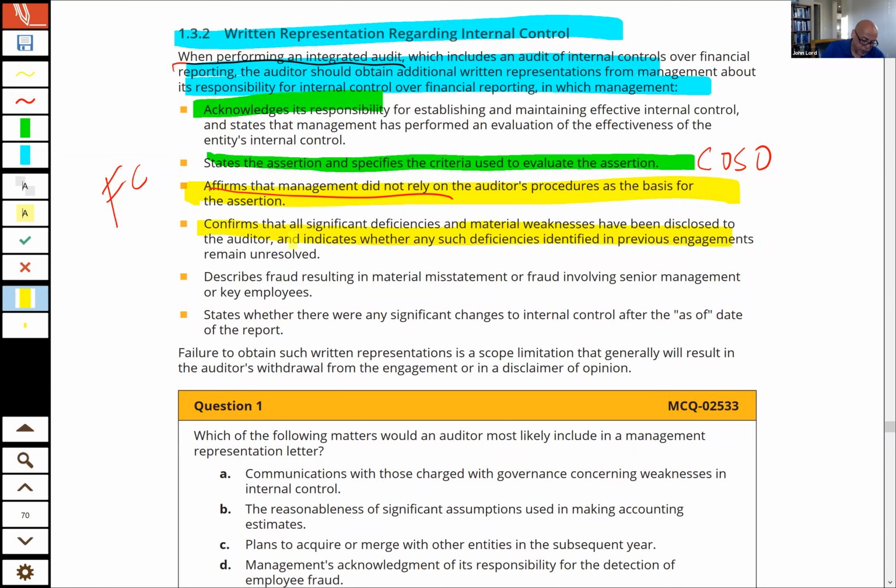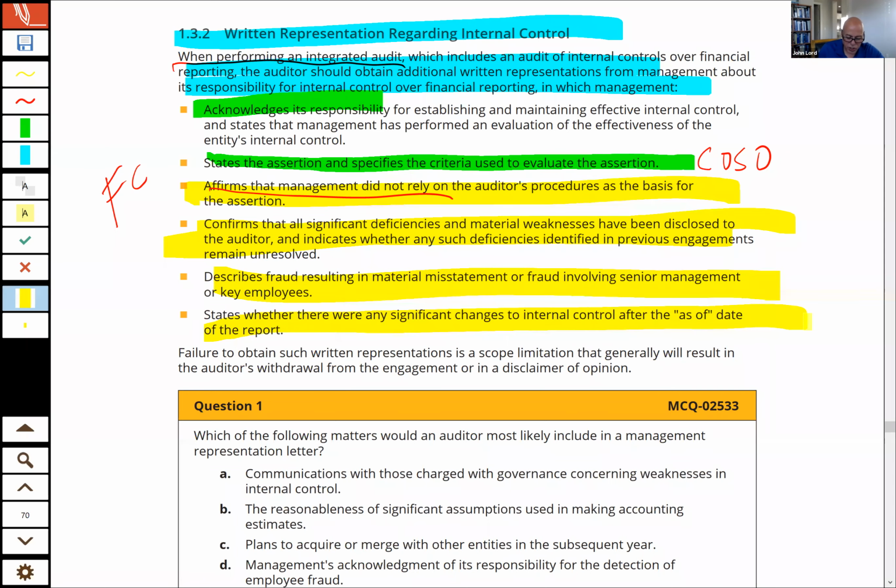If there are significant deficiencies and material weaknesses in the control, which have a specific definition that we'll get into later, then they have to tell us that they've corrected those or they remain unresolved, describe any fraud, and state whether there have been any changes from the as of date of the report to the actual issuance date of the report. So the as of date is typically the year end, and the date that the report is issued is usually sometime after year end.